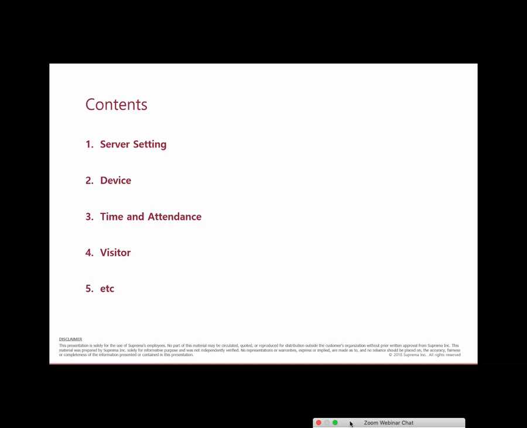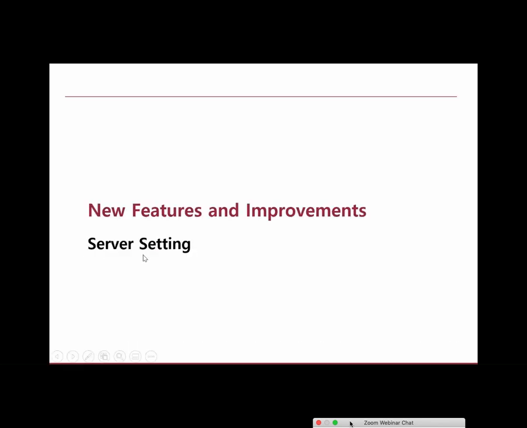Officially, we have 36 improvements and new features and fixed 33 bugs from BioStar 2.7.1 to 2.7.7. But I will just tell you some important features you might be interested in. I divide this new functionality into 5 themes: server setting, device, time and attendance, visitor, and etc. So first is server settings.